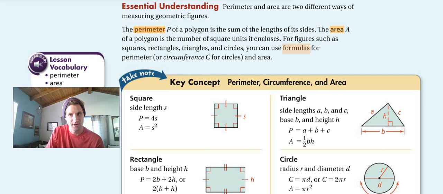First of all, we don't have to write this down, but perimeter is the sum of the length of its sides, so we'll get formulas for this. And area is the number of square units it encloses. Okay? So we can write those down, but I hope we understand perimeter is the outside of the shape, the distance, and area is the amount of space inside of the shape. And we usually quantify those in what are called square units. So the unit could be meters, feet, inches, things like that.